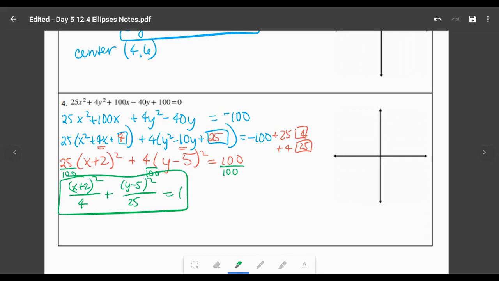Now we need to know what to do with it. All right, so I know that my center is going to be the opposite of the x's, so negative 2, and the opposite of the y's, which is really going to be positive 5. All right, so that takes care of my center.